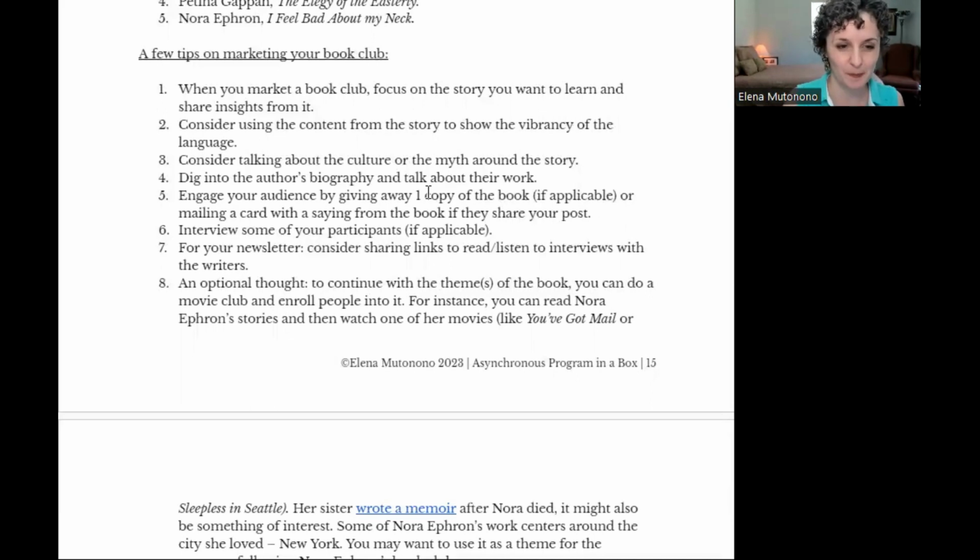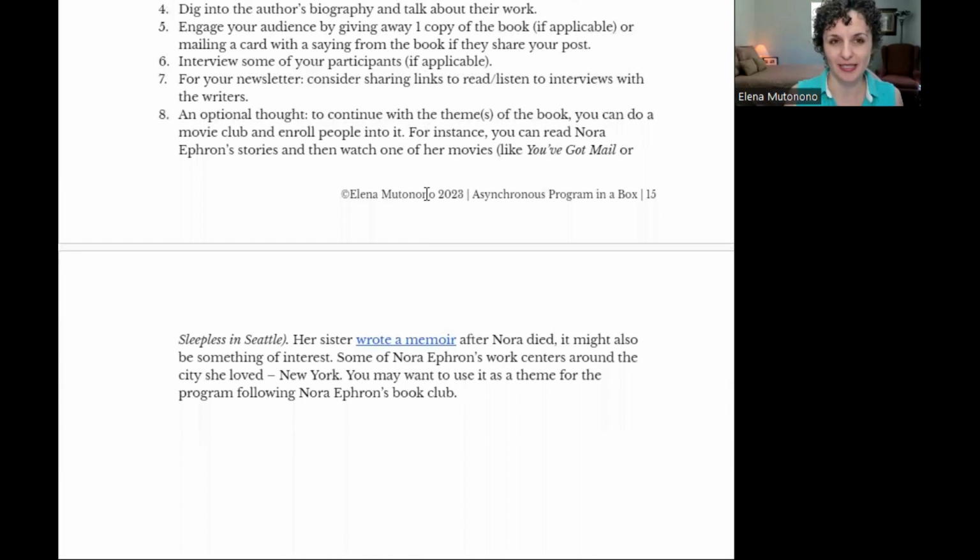even though they were not located where you were. Then there's lots of optional things, and I add these spin-offs, I call them spin-offs, to the Asynchronous Program in a Box, because every asynchronous program can be turned into a digital product, can be turned into a bigger and longer product, can be turned into a series of programs. Like, for example, if you choose Nora Ephron's stories, you can then watch one of her movies, like You've Got Mail or Sleepless in Seattle. Then her sister wrote a memoir after Nora died, and it's also a beautiful story about their family.